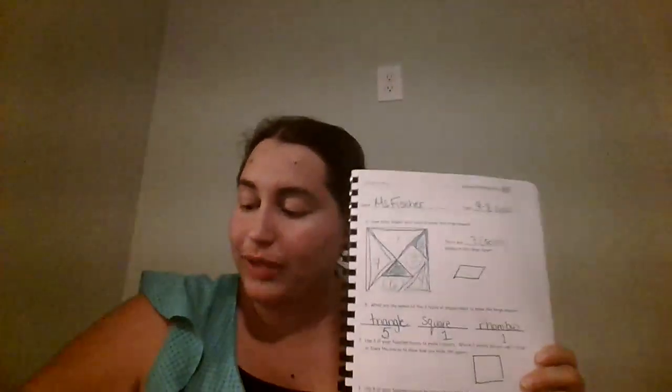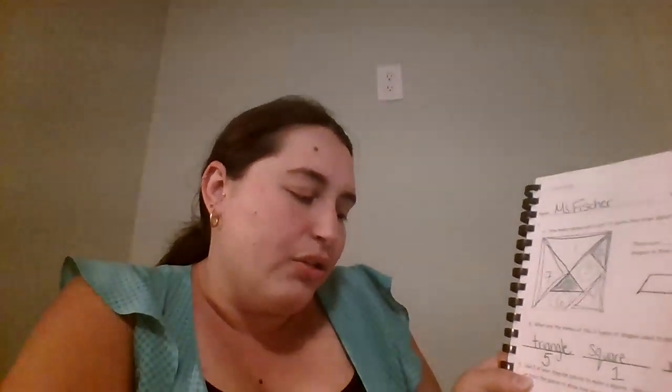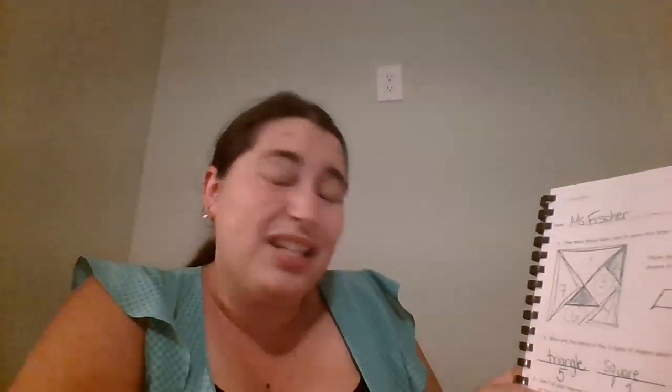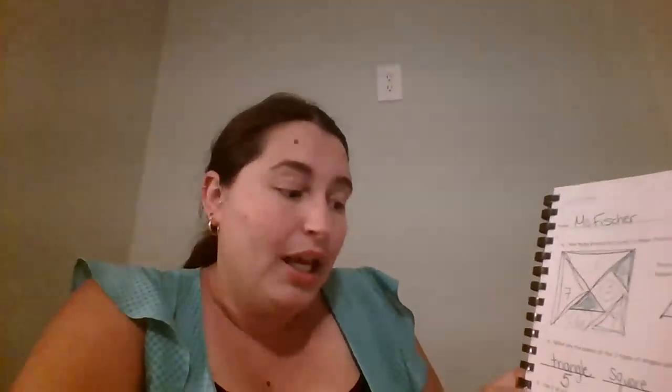So please show how you made the square here, okay? So you can trace the pieces if you need to, or you can draw it and then show how they fit together to make the square. Number 3, it says use 4 of your tangram pieces to make a trapezoid. Draw or trace the pieces to show the shapes you made.